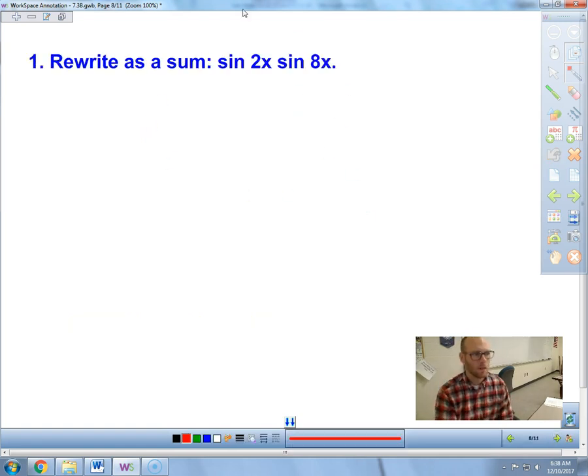Okay. So let's put this into practice. Okay. Let's rewrite this as a sum. We have the sine of 2x times the sine of 8x. Okay. That's a product. I want to rewrite it as a sum. Now, I know right now we're doing that just to do it, but there's going to be times later on as we're working through something where it will be to our advantage to rewrite something as a sum instead of a product. Now, what is this the product of? 2 sine functions.